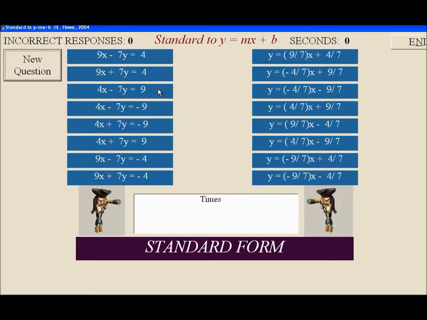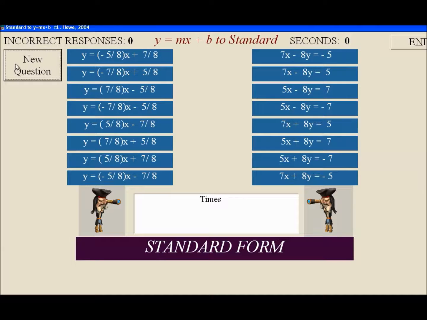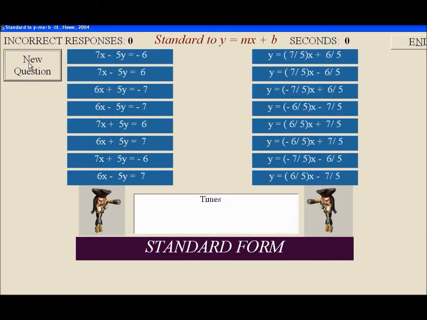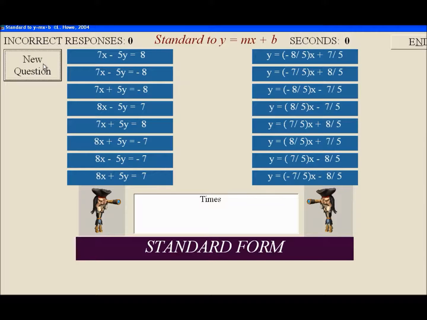Now, one of the things I wanted to avoid was giving the students the opportunity to guess. So I'm not having these numbers randomly selected. All of these, you see all these 4s and 7s and 9s. And here we have 7s and 8s and 5s. And so each time you get a question, the numbers are similar, so you can't just pick out the problems that have the same answer.